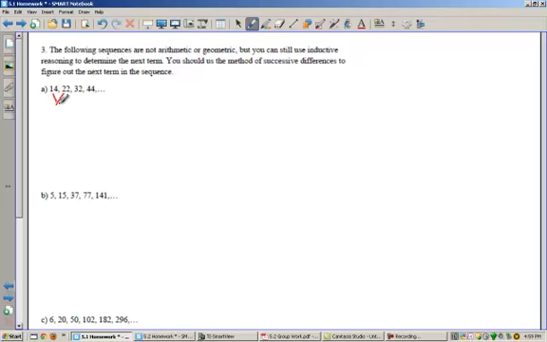So you take this method of successive differences, so 22 minus 14, and you can use your calculator if you want, but this one is 8. 32 minus 22 is 10. And then 44 minus 32 is 12. So I'm just subtracting the two terms. And then 10 minus 8 is 2. 12 minus 10 is also 2. And then I try to recreate this web here.